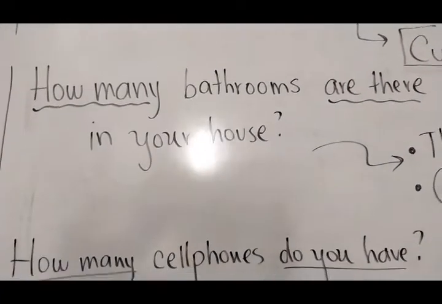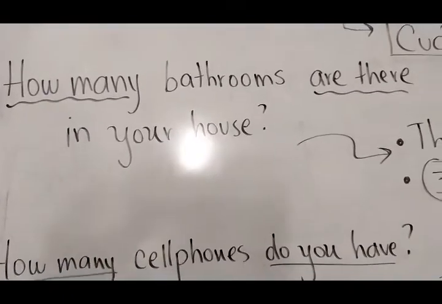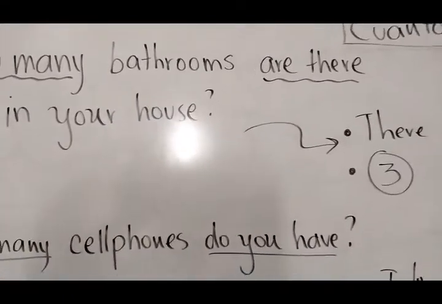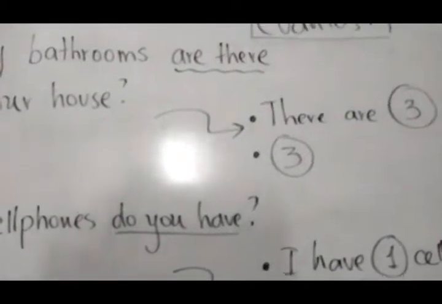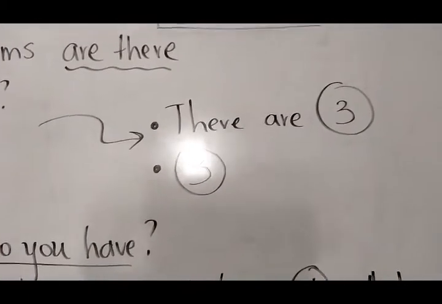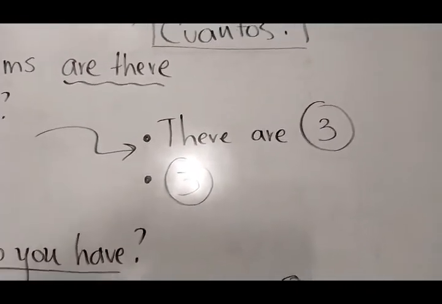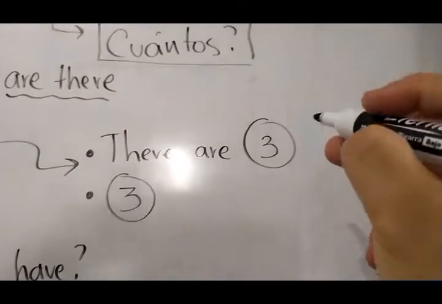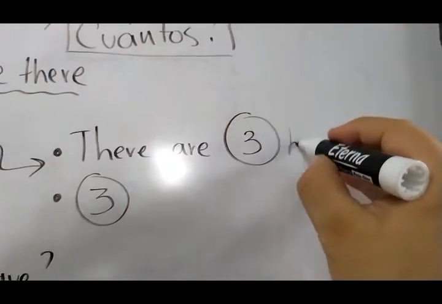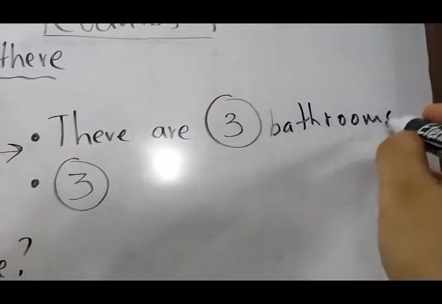¿Cómo podemos responder de pronto a esa pregunta? Obviamente nos están preguntando por una cantidad, ¿cuántos? So we obviously answer with a number. For example, ¿cuántos cuartos hay? How many bedrooms? There are 3. Hay 3. Podemos de pronto colocar una oración más completa. There are 3 bathrooms. Hay 3 baños.